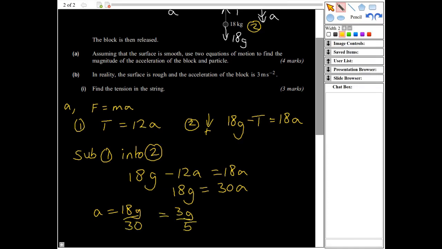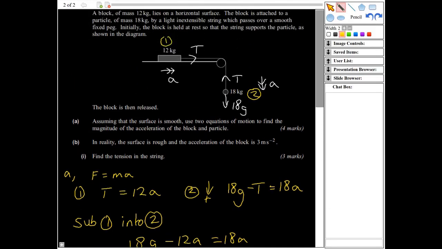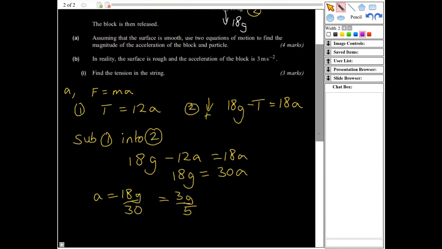Okay, that would be fine for part A. So then part B says, in reality, the surface is rough and the acceleration of the block is 3 meters per second squared. Find the tension in the string. So for part B, if the surface is rough, it's told me the acceleration is 3 meters per second squared. So everything that happened in part A is now irrelevant. And for part B, I only actually need to look at this part here because it's told me what the acceleration is and I'm just looking for T.